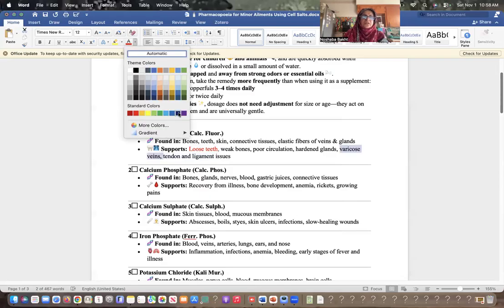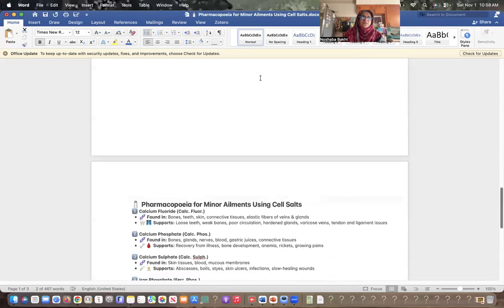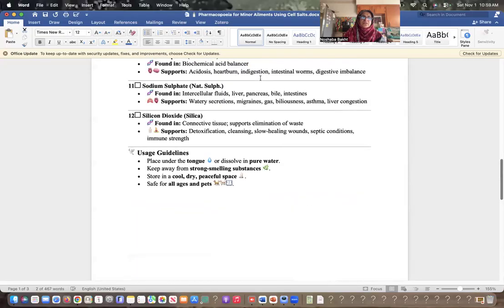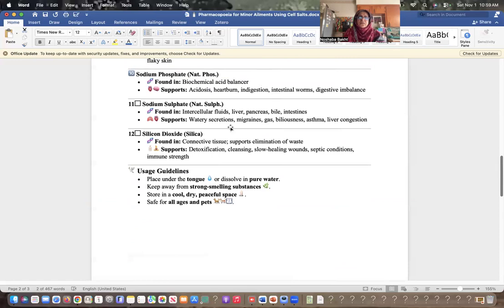These are very, very useful tissue salts, and always buy them in 6x or 3x, and you'll have to take them for a couple of months to see the effect. They are safe for all ages and even for your pets. Any questions? Let's go over the acutes, and if you guys are tired, we can stop here.